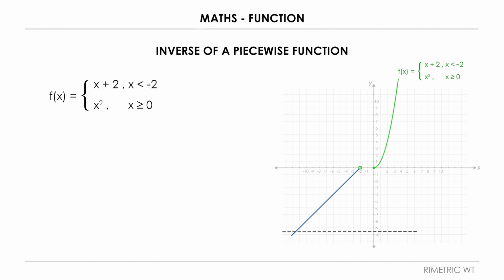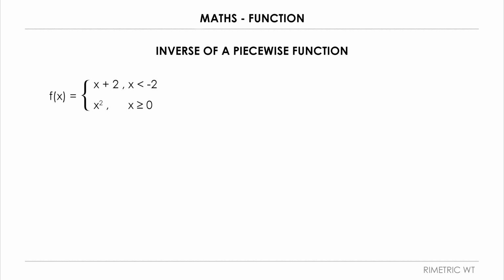Now that we have a one-to-one piecewise function, we can proceed to find its inverse. So let's see how we can do that. To calculate the inverse of such a function, we find the inverse piece by piece, meaning we treat each piece as a separate function. Let's see how we can do this together.